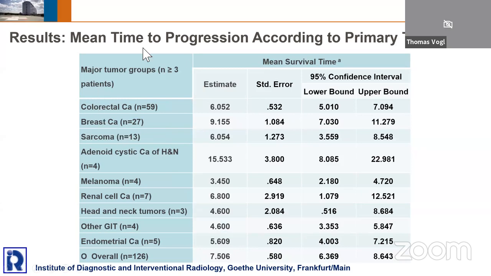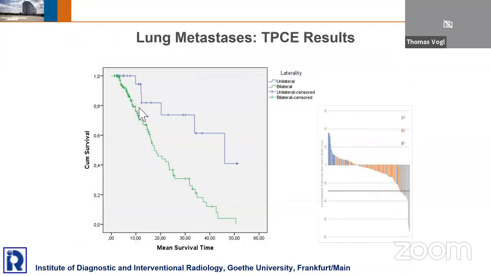A little devastating slide here. It shows you that, of course, in our series, we had a collection of different other underlying histologies like head and neck cancer, renal cell cancer, but these numbers are too low to evaluate. And the only good data we have is for colorectal cancer, breast cancer, and sarcomas, which are helpful.